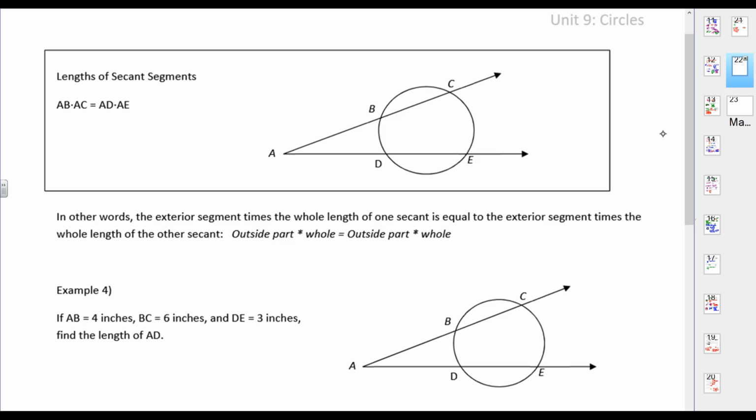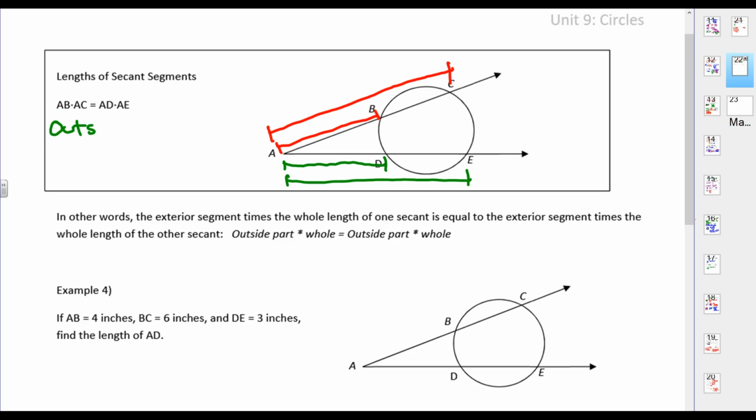So there's also a relationship for how secants relate to each other. And that relationship is, well, if you look here, it's AB, that's from here to here, times AC, that's here to here, is equal to AD, from here to here, times AE. Well, let's break this down into some language that's a little bit easier to understand. What it is, it's that the outside segment times the whole is equal to the other outside segment times the whole once again. Outside times whole equals outside times whole.